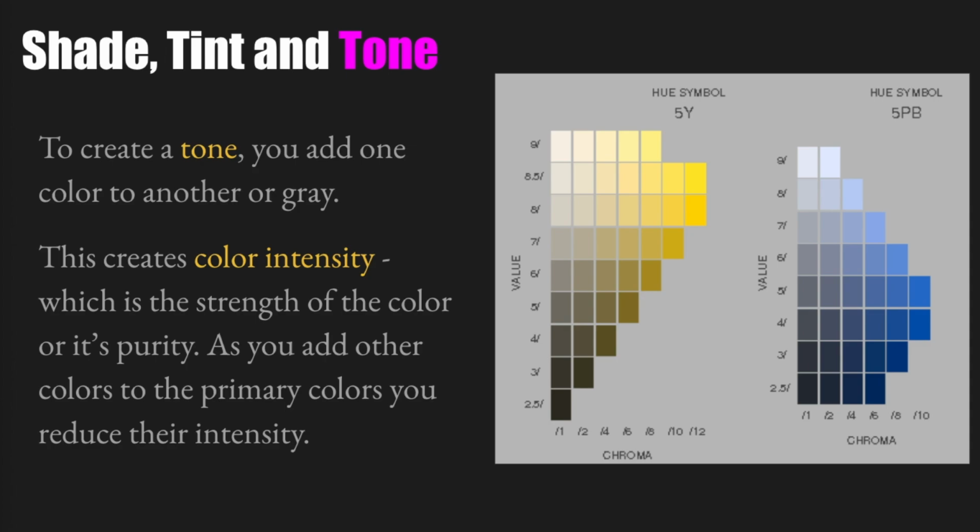So, now looking at tone. To create a tone, you add one color to the original color or add gray to that color. This also changes the intensity of the color, meaning how strong the color is. As you add colors to the primary colors, you are actually reducing the intensity of the original color.